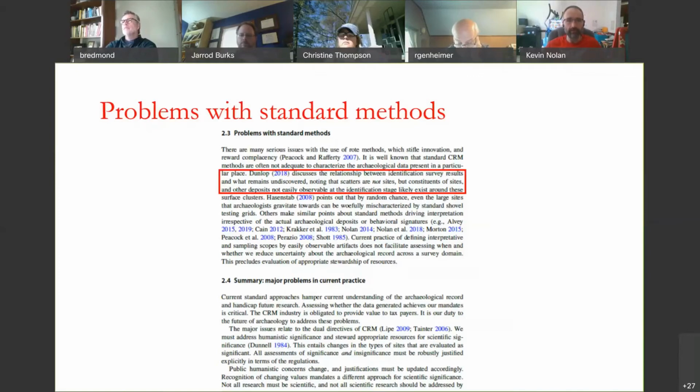But there are issues with the methods that we use to characterize the archaeological record that leave some things out or leave uncertainty in what we are looking for. And actually that uncertainty is the principle that I'm looking at.